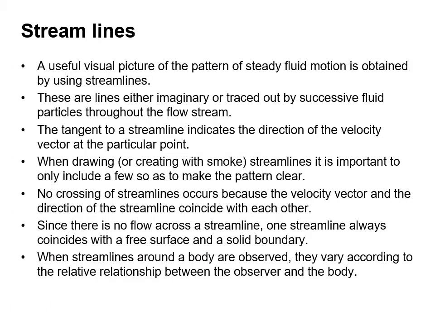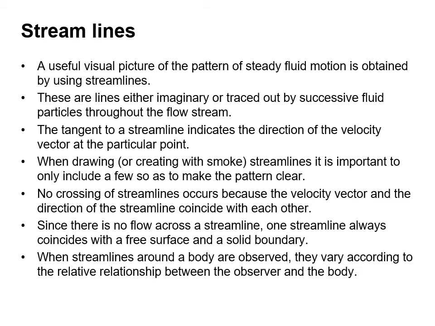So a useful visual picture of a pattern of steady fluid motion is obtained using streamlines. These are lines either imaginary or traced out by successive fluid particles throughout the flow stream. The tangent to a streamline indicates the direction of the velocity vector at a particular point. When drawing or creating smoke streamlines, it's important to only include a few so as to make the patterns clear. There should be no crossing of the streamlines because the velocity vector and the direction of the streamline coincide with each other.